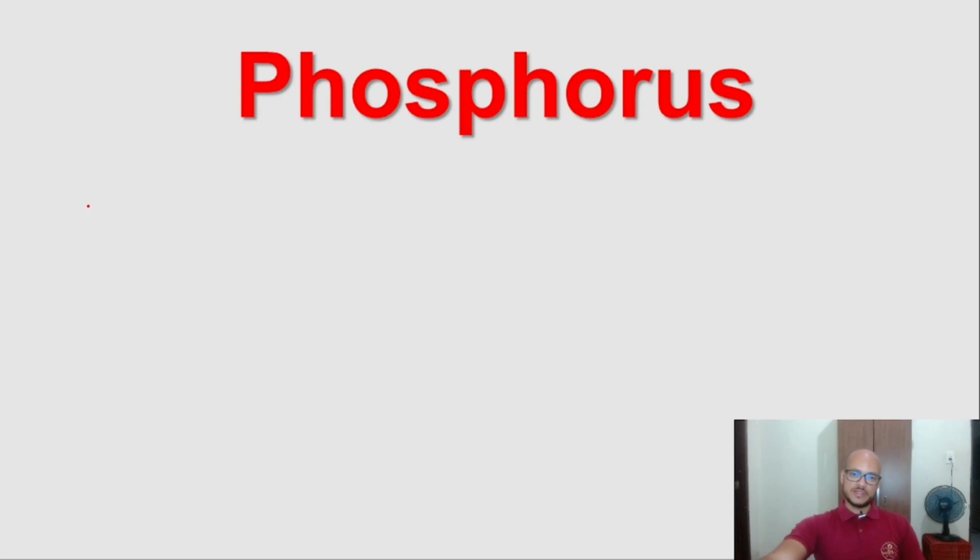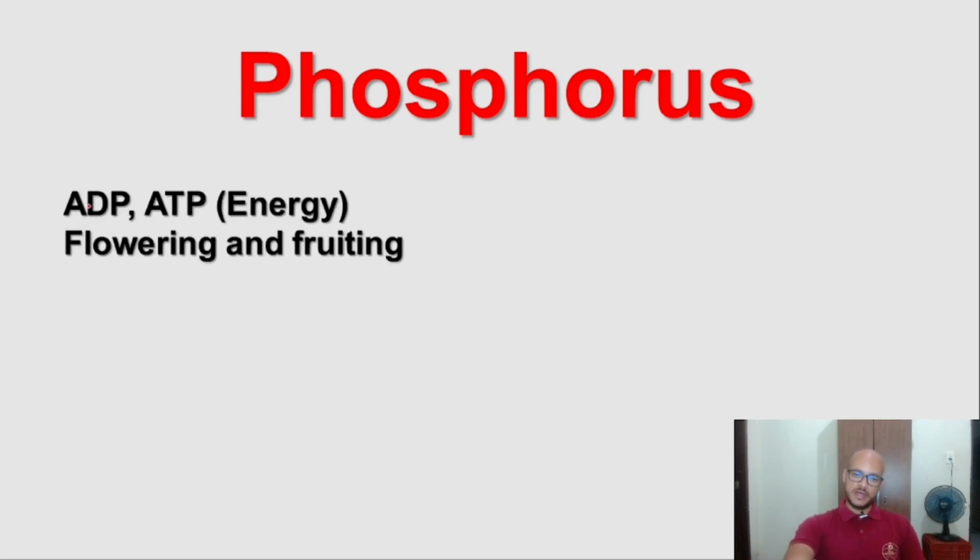The other one is phosphorus. Okay, and phosphorus is more related to energy, like ADP and ATP. So it's produced in the photosynthesis. Okay, photosynthesis, photo like light, and it's really important to flowering and fruiting. Okay, so like fruits and flowers.